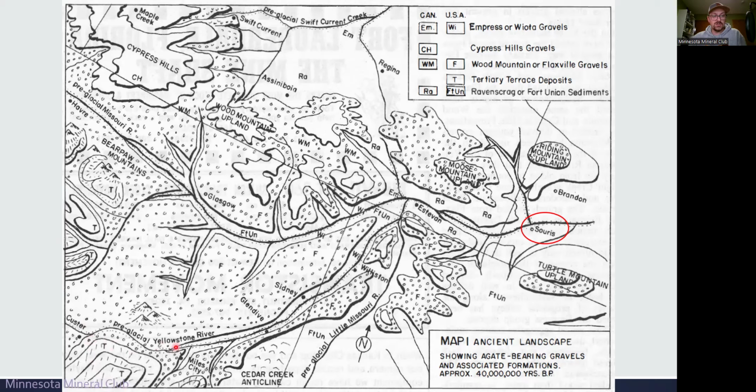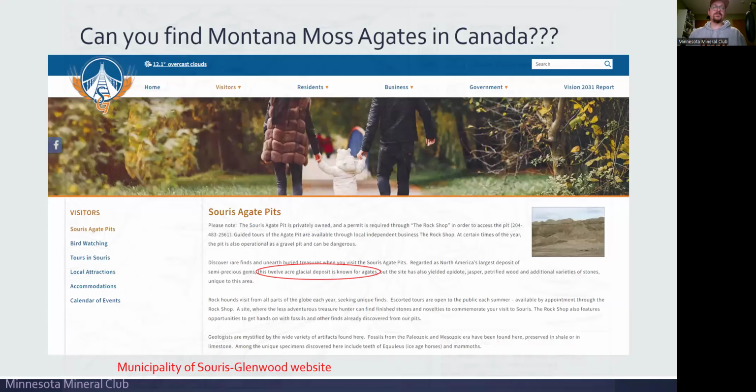You've got your pre-glacial Yellowstone River, which is depositing gravels, as well as some of these pre-glacial Missouri River deposits here too, depositing your Flaxville gravels in the area, which again, these are the Wood Mountain gravels across the border into Canada. And so again, you've got your pre-glacial Yellowstone River flowing up into Canada near Estevan and then into Source. So we're going to talk about Source for a second.